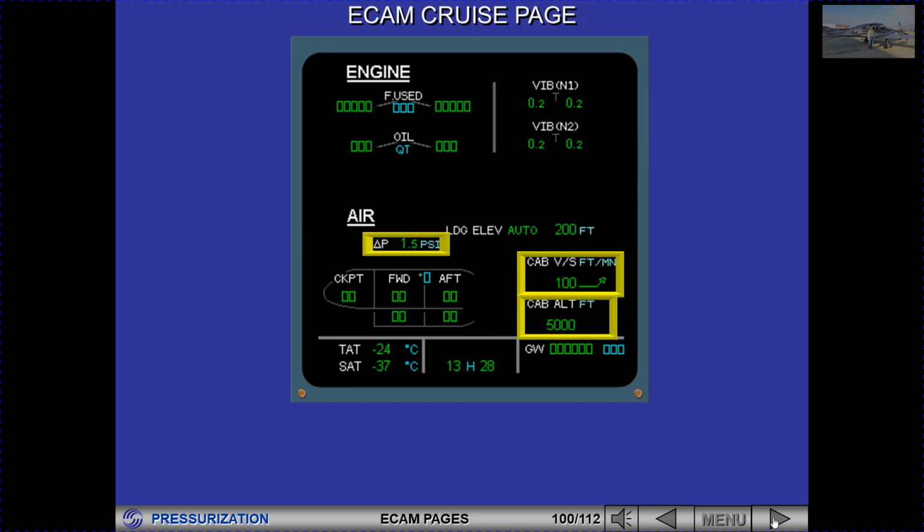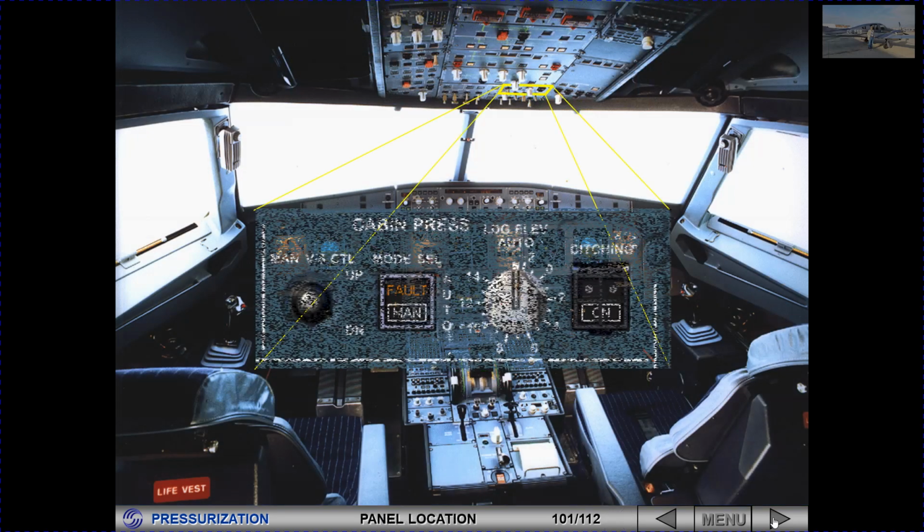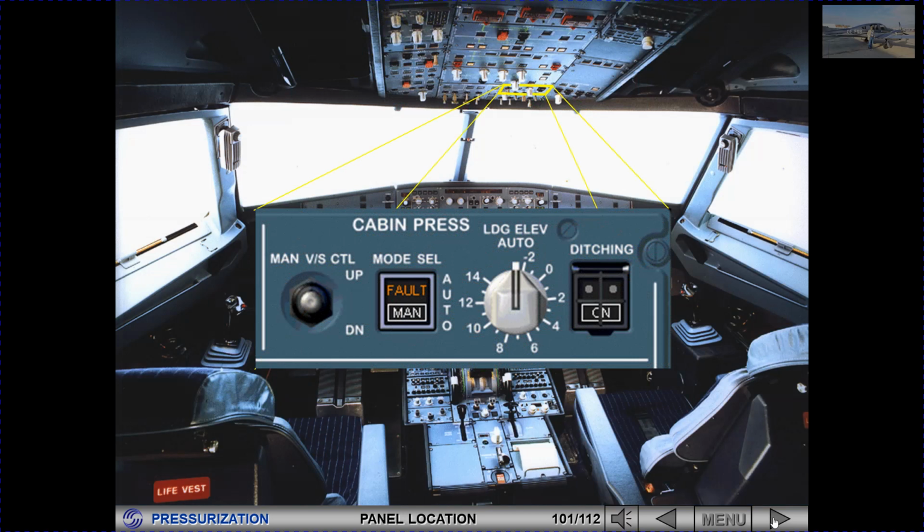On the ECAM cruise page, there are indications of cabin differential pressure, cabin vertical speed, and cabin altitude. The cabin pressure panel on the overhead panel contains controls to operate the pressurization system. Under normal conditions, no pilot action is required on this panel during flight.